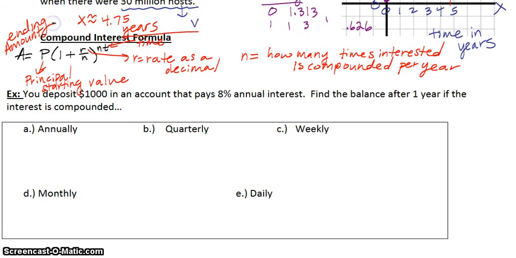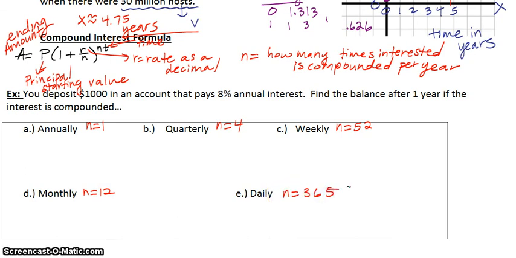So what I mean by N is how many times it's compounded per year. You may or may not have known this, but interest is not always compounded once a year. Interest is compounded more than once a year. Sometimes interest is compounded annually, which is once per year, so N is 1. Could be quarterly, which is 4 times per year, so N is 4. It could be weekly, which is 52 times per year, because there's 52 weeks. It could be monthly, so 12 times per year, or daily, so 365.